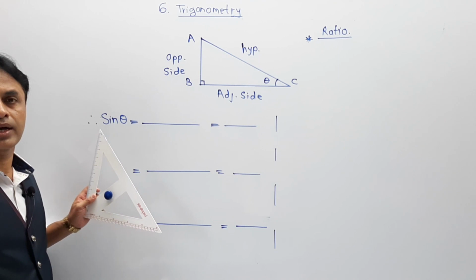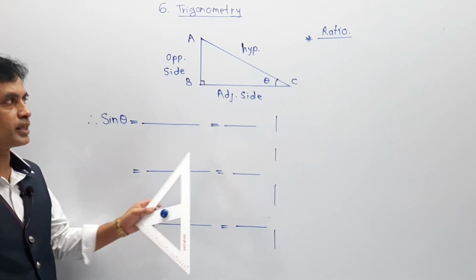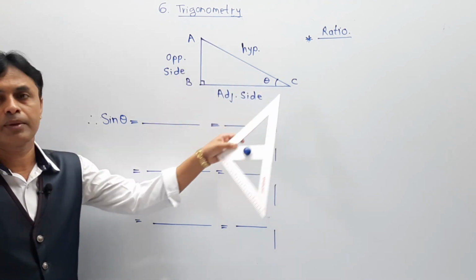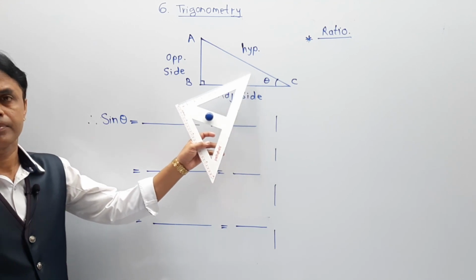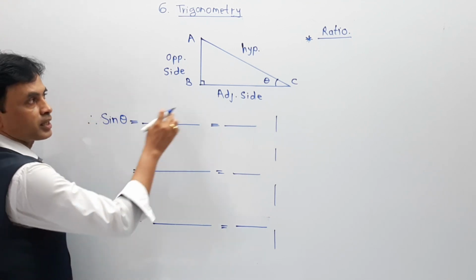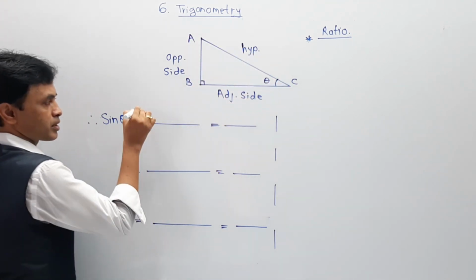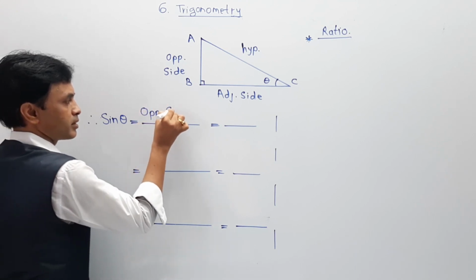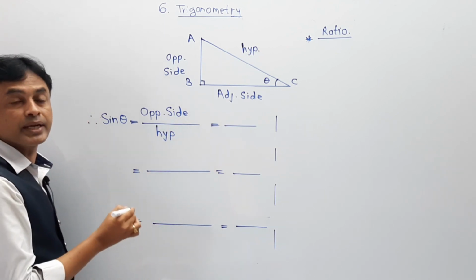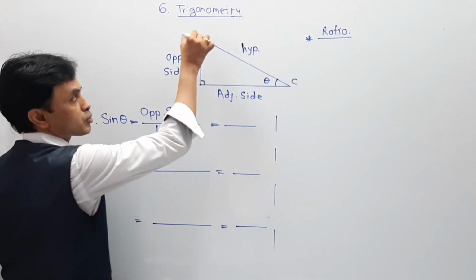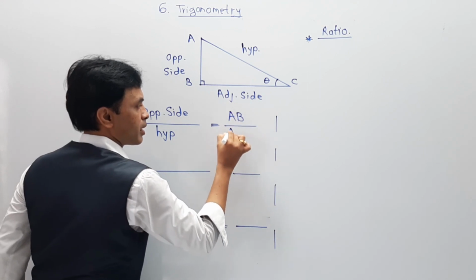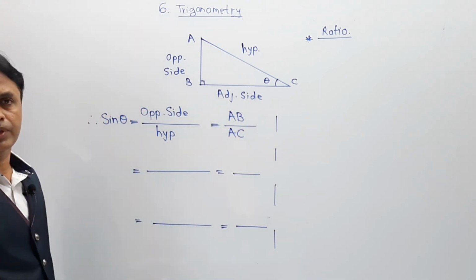Now the first formula is sin theta. What exactly do we mean by sin theta? Theta is over here, and sin theta is nothing but opposite side upon hypotenuse. So the first formula: sin theta is equal to opposite side upon hypotenuse. As per this diagram we are going to write the nomenclature. So the opposite side is AB and the hypotenuse is AC. So your first part becomes AB upon AC. That is the first step over here.